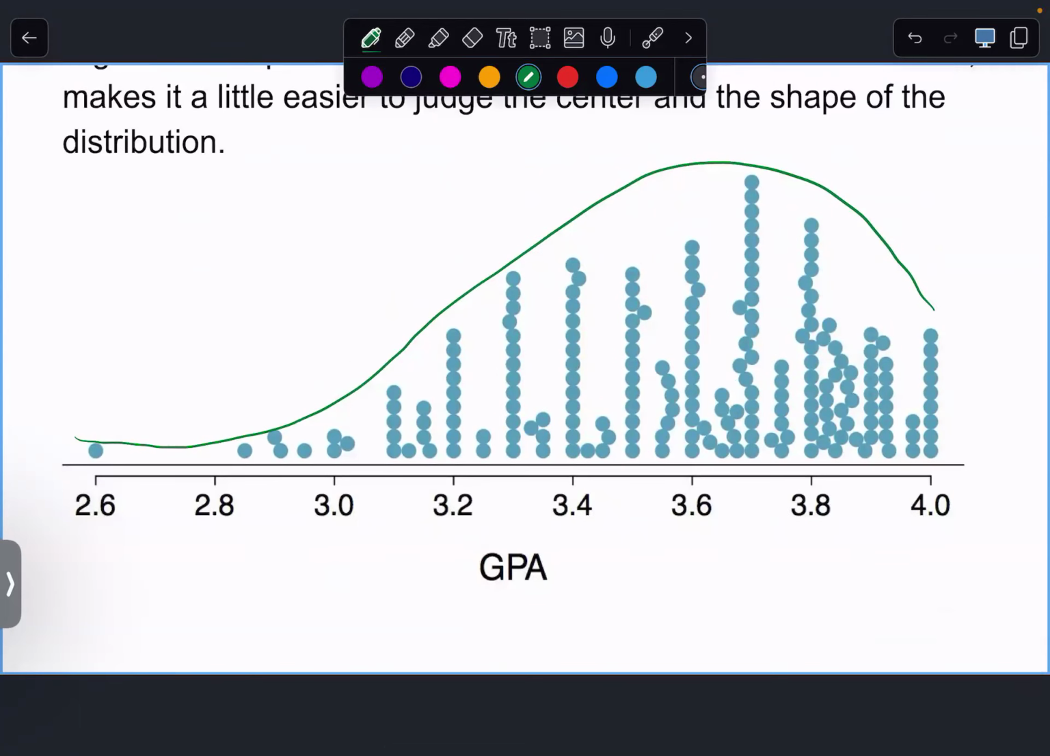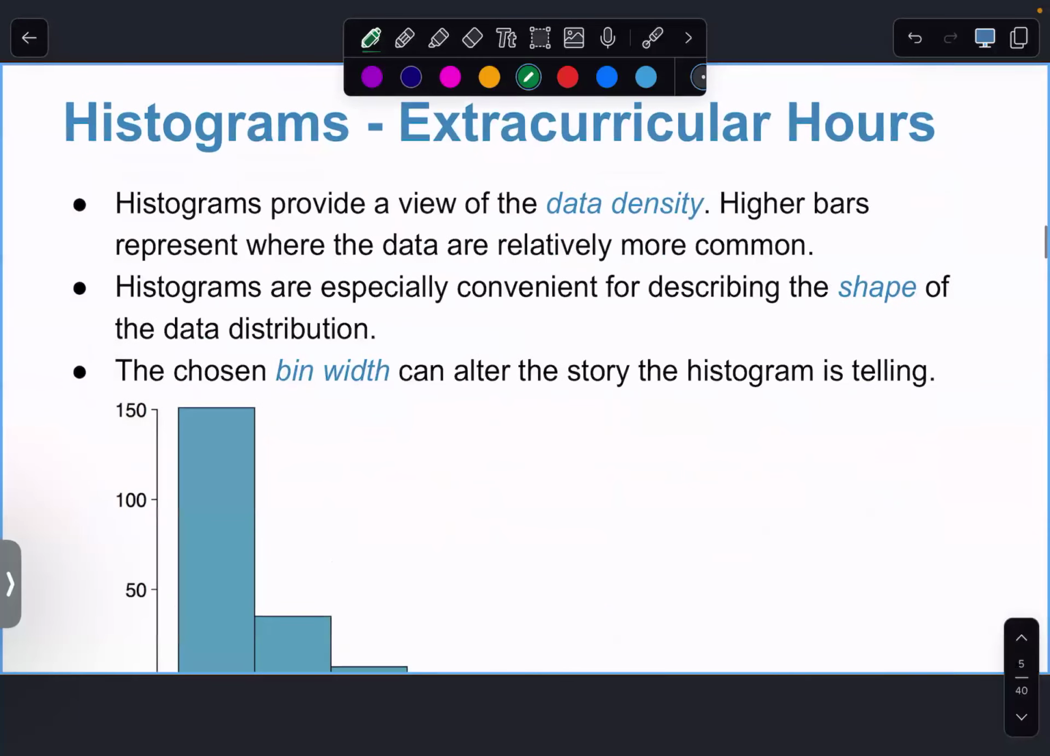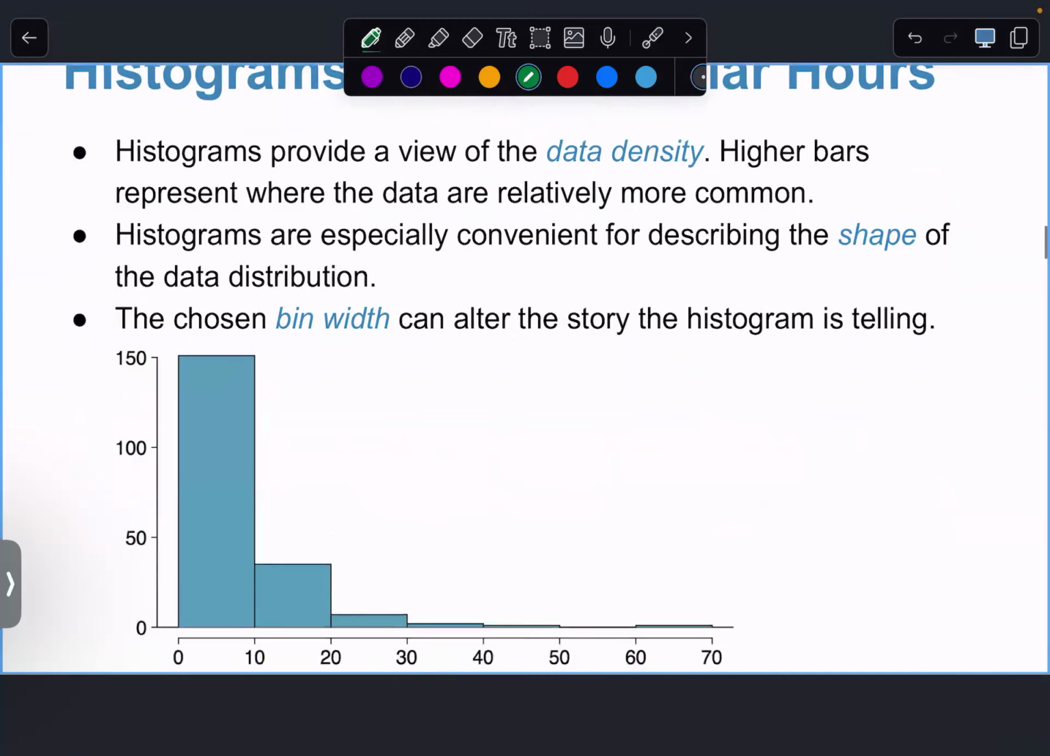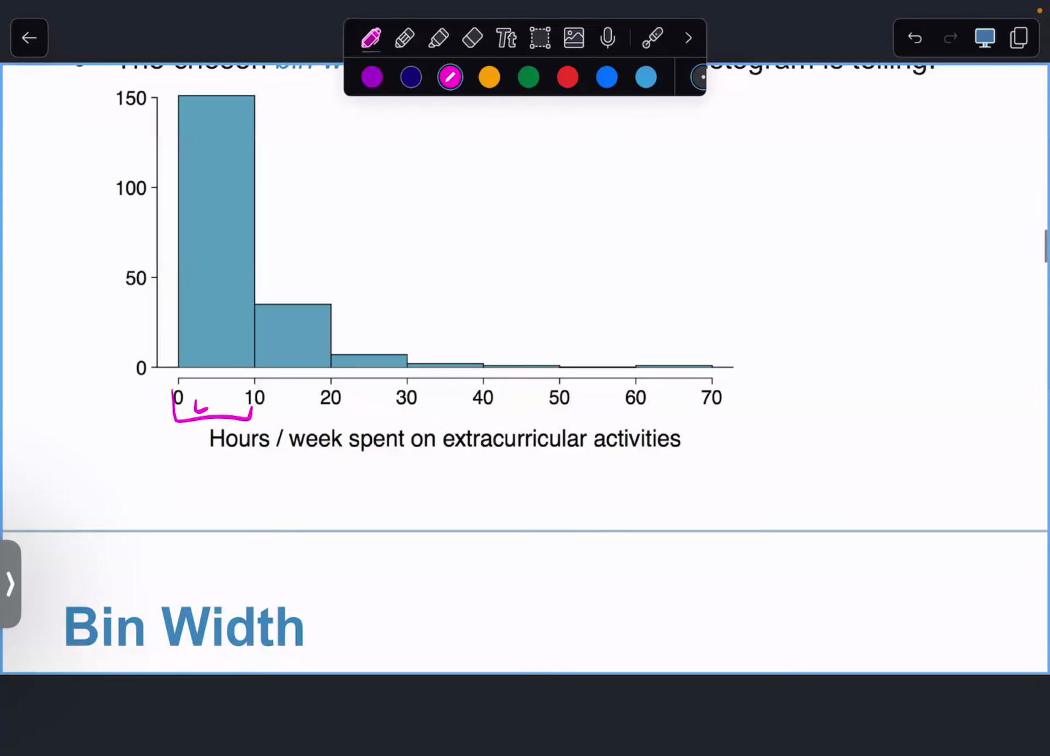Ready for a histogram? So histograms do the same thing. We still use them to visualize the distribution, but instead of looking at individual data points, what we do is we just put them in bins. And so this is generically what a histogram looks like. And so we've got these bins here. This is a bin.